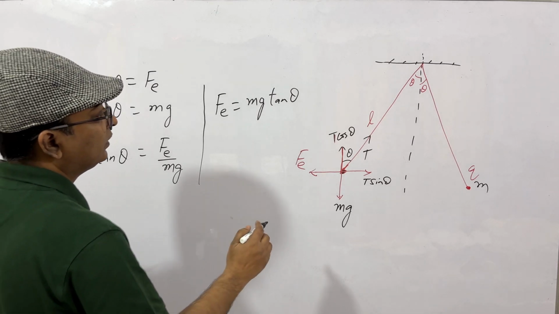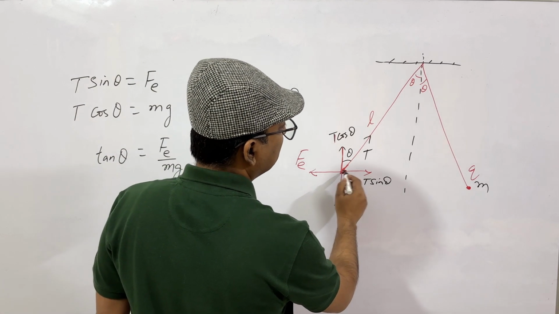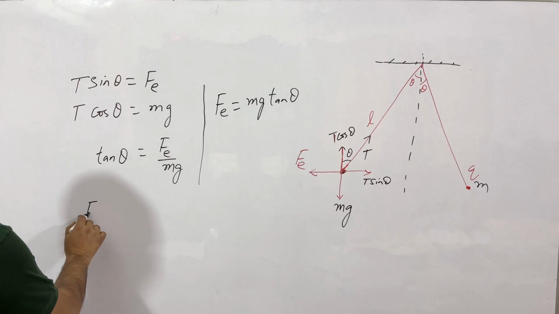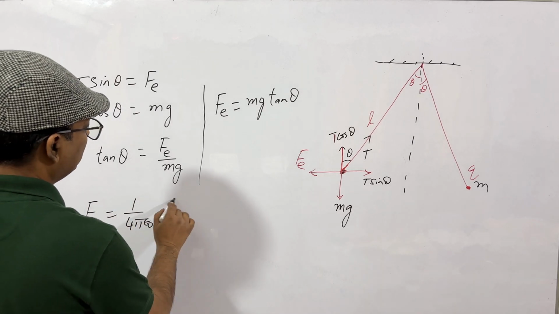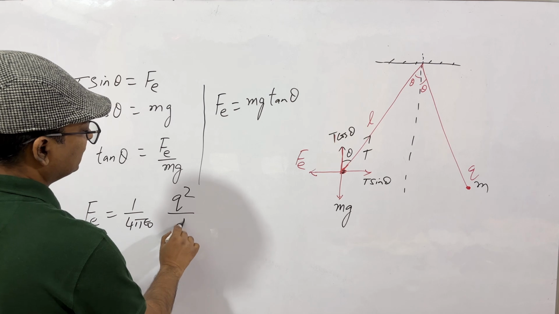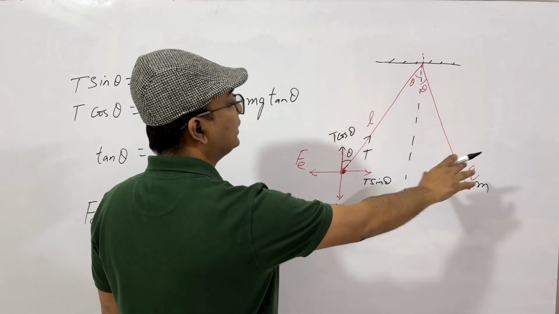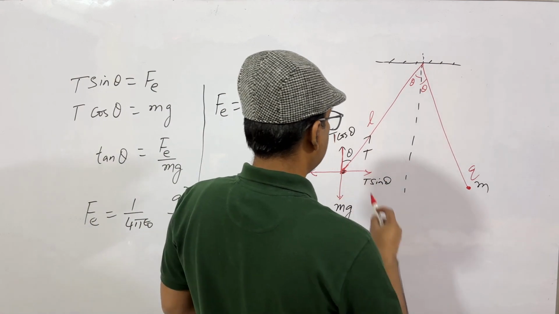Now, what is this electrostatic force? The electrostatic force is 1 by 4 pi epsilon 0, q into q, that is q square, by distance square, the distance between them. What is the distance between them? Now, let's see.